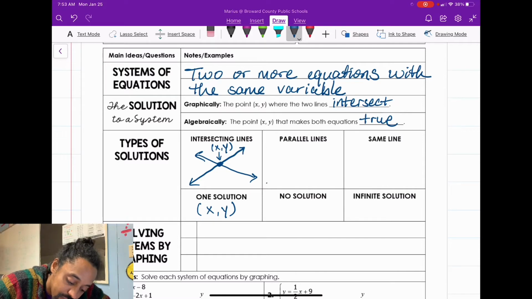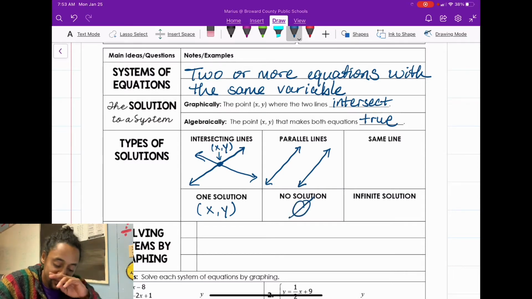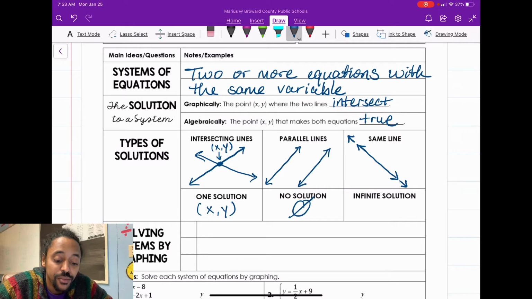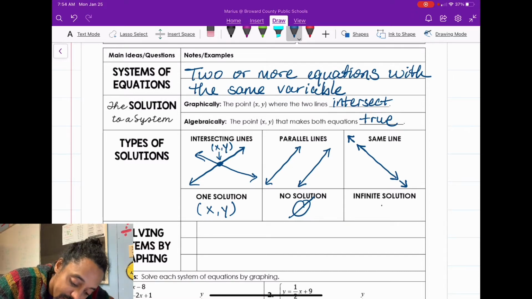Now, if you have a system of equations that happen to be parallel lines, that means the answer is no solution. They do not intersect, so because they don't intersect, they don't have any solution. Now, the last one, visually, is going to look like the same line, but really it's two lines. We draw an arrow like that, and then we draw the second line as an extension of the first one. But really, it's basically the same line, so it looks like one line, and that's said to have infinite solutions.